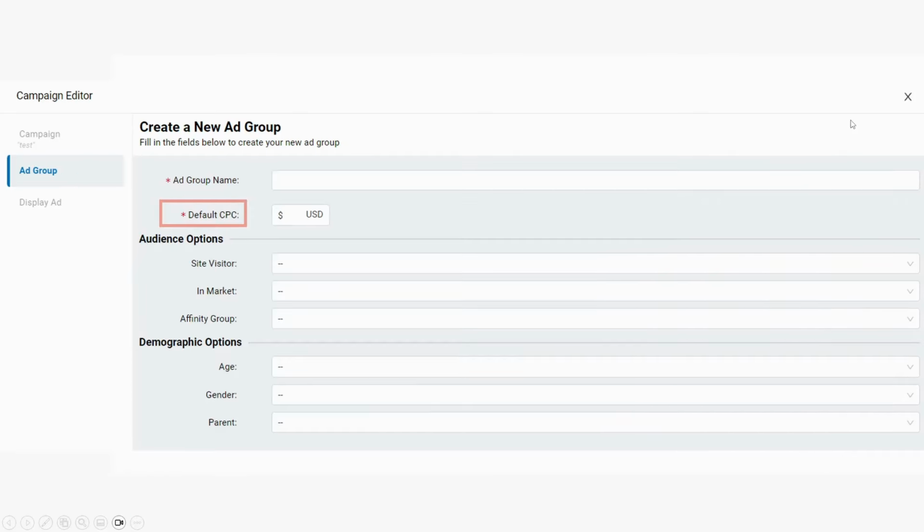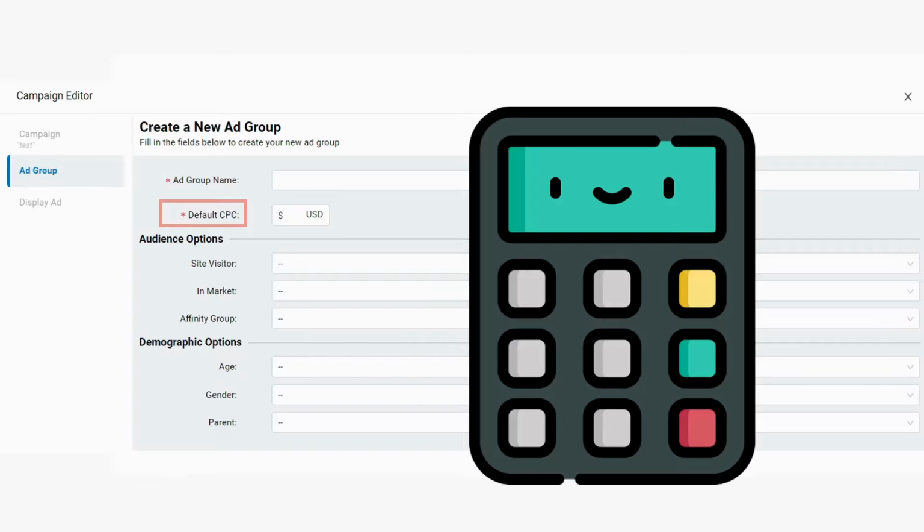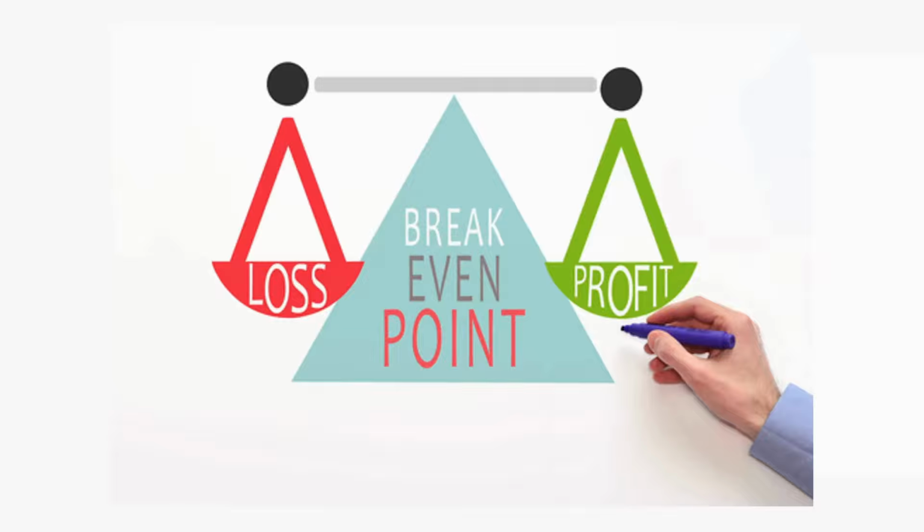Now, for your default CPC, you want to pull out a calculator because we're going to be looking at several metrics and numbers to determine what CPC will be cost effective. So remember, our goal in this simulation and in any business is to make a profit. So we have to think about the products that we're selling, how much we make by selling these products, and what our ads are costing us. The default CPC here is basically saying, what is the maximum cost per click that you will pay for this ad group, right? What makes sense? So we're going to have to calculate our break-even point, right? What is the maximum that we can spend on this ad group without losing money?